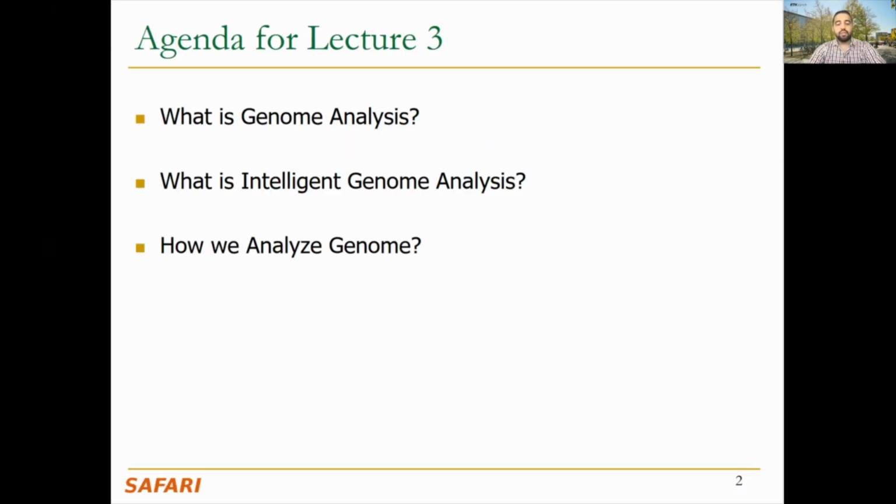So in the previous lecture, we went through these three points: what is genome analysis, what is intelligent genome analysis, and how we analyze genomes. Now we agree that all of us get sequences of our DNA from all these sequencing machines. Regardless of the sequencing machine you use, you always get fragments of your DNA.